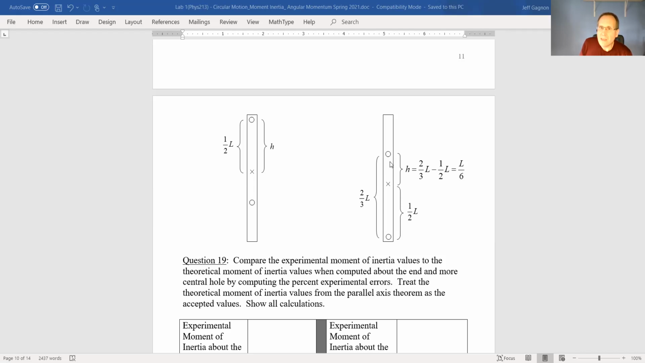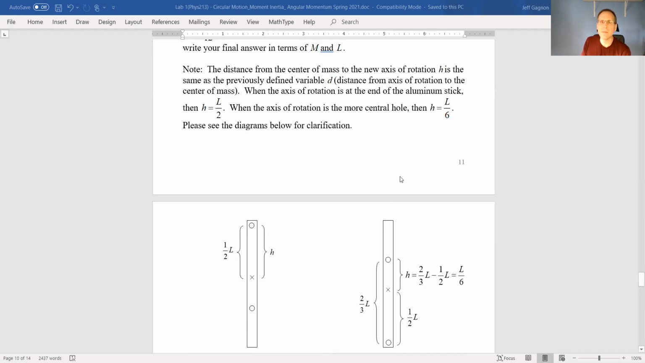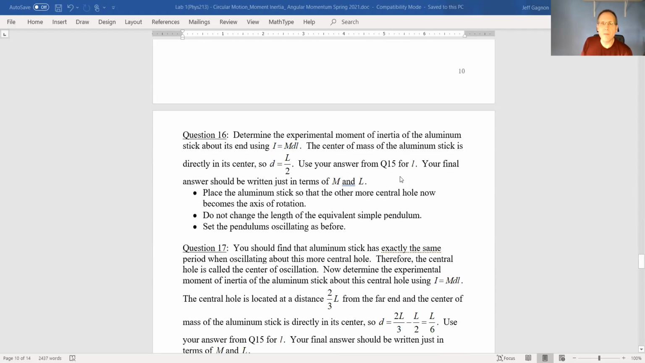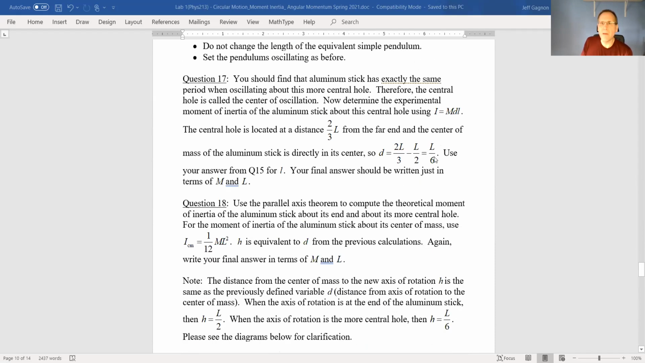So what is this distance D, which is also called H later on? Well, it must be 2/3 capital L minus 1/2 capital L, right? And that turns out, so 2/3 is the same as 4/6. 1/2 is the same as 3/6. So 4/6 minus 3/6 is 1/6 L. So it's just capital L over 6. That's going to be your D. And I have that right here. So D is L over 6.